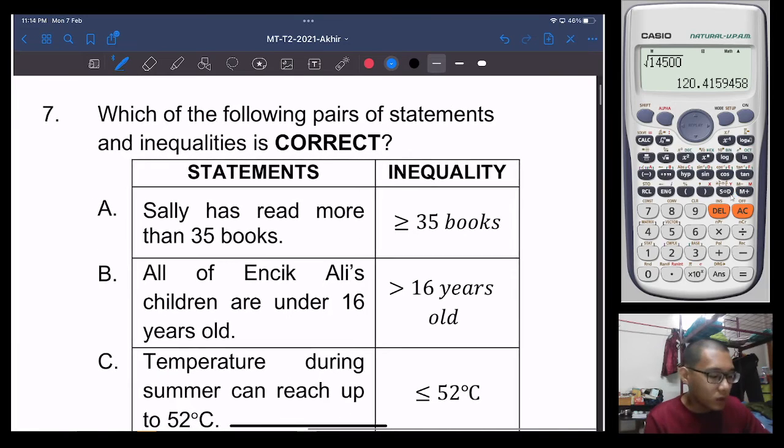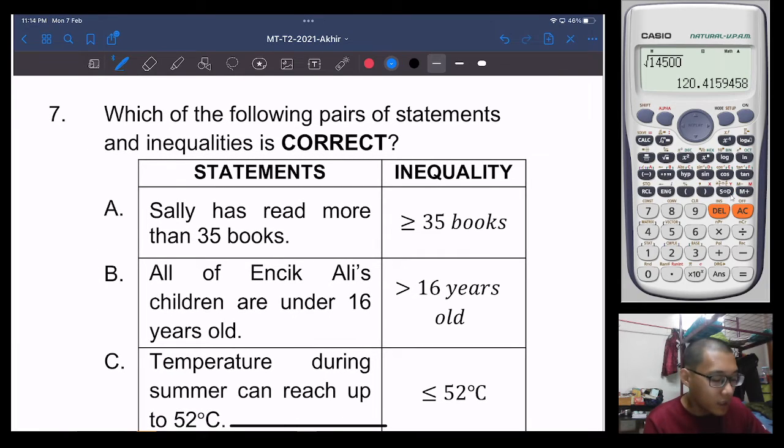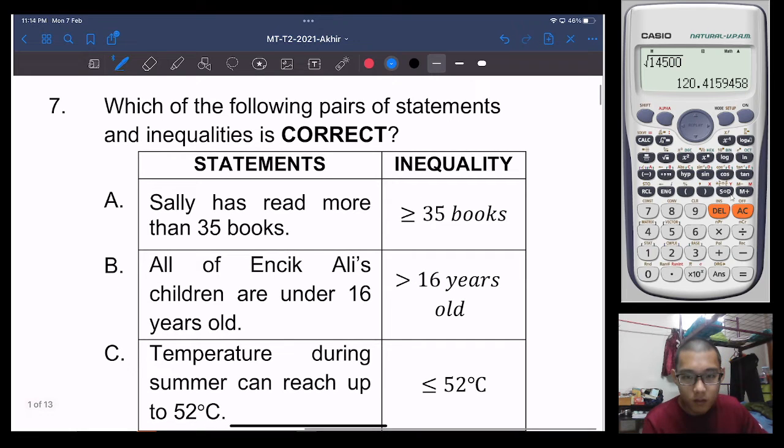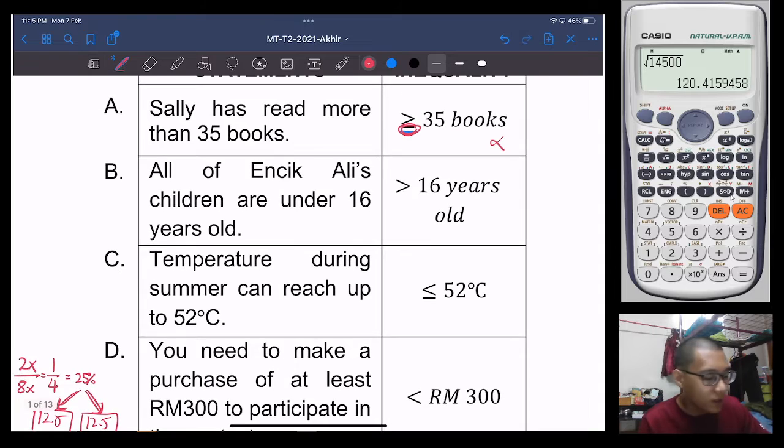Okay, so question 7, which of the following pairs of statement and inequalities is correct? So we just read the statement, find the inequality, make sure it's correct. So Sally has read more than 35 books. More than means it cannot be 35, because we want more than 35. That means 36, 37, 38, 39. We're not equal to 35 already. So this one with equal is wrong already. We still have equal and wrong. It does not include 35.